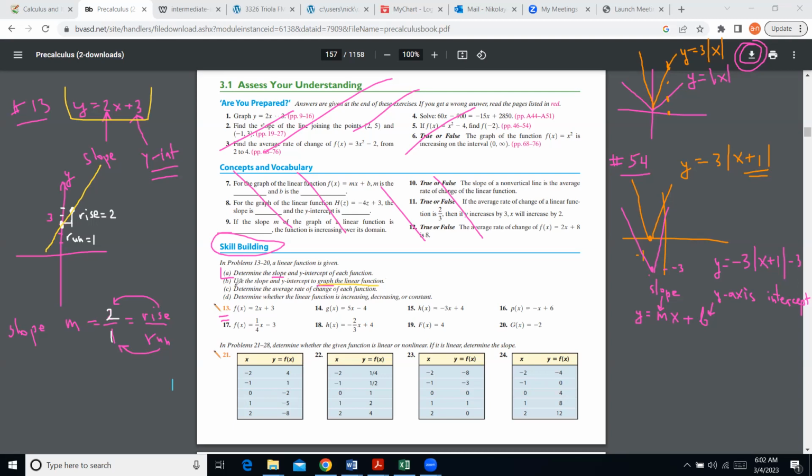I guess I'm not going to worry about parts C and D here, because all we need is to graph those lines, and that's about it. So graphing lines is what this section is talking about, and that's pretty much all we need in here.